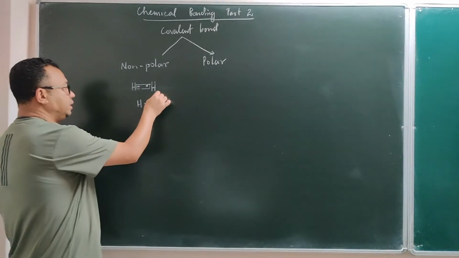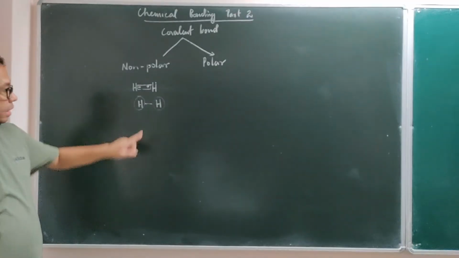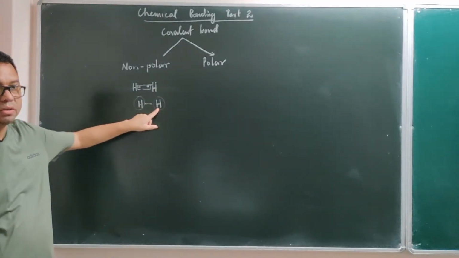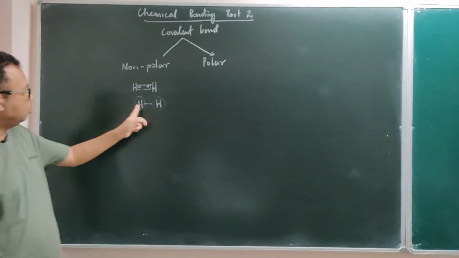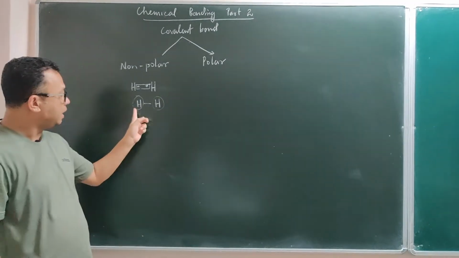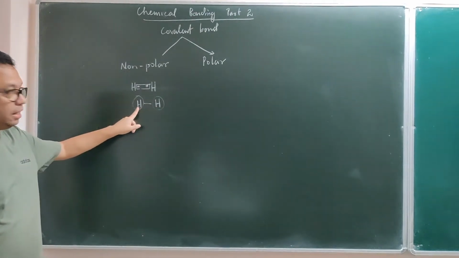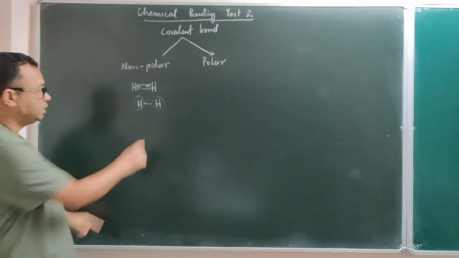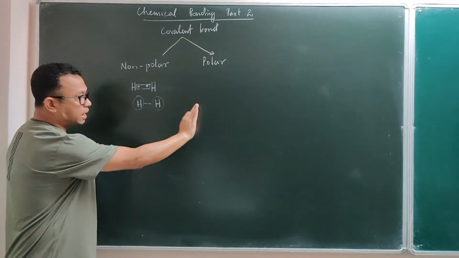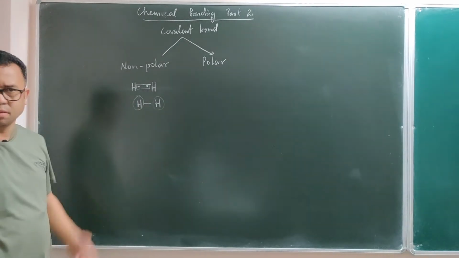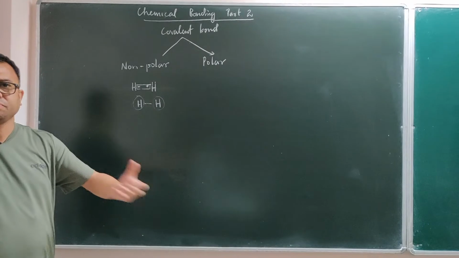Now the tendency of an atom to attract the shared pair of electrons is electronegativity. This one is also hydrogen and that one is also hydrogen. If I ask you which of the two has greater electronegativity, both are the same, since both are atoms of hydrogen. So the electronegativity of this hydrogen is the same as that hydrogen. That means the shared pair of electrons, the bond, is neither shifting towards that hydrogen nor towards this one, because both have the same electronegativity. The combining atoms are the same.